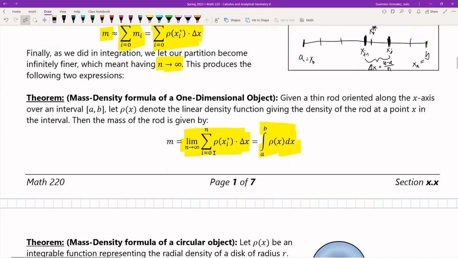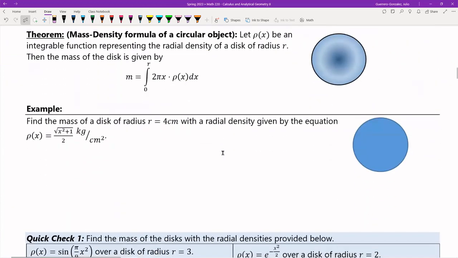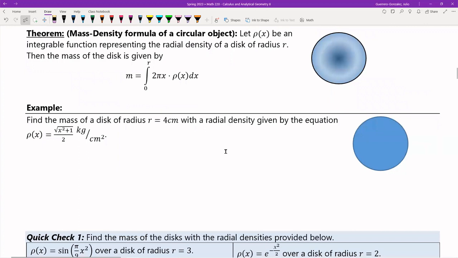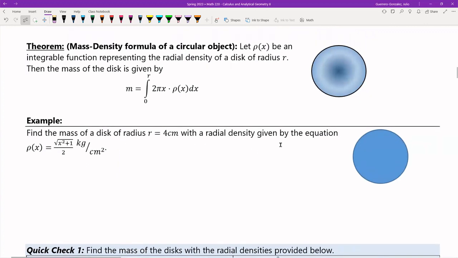A similar argument here is, let's say you had a disk, and it had a specific radial density. So depending on how far out from the middle you went, the density is something different every time. So what do I need? Let me slap down an x and a y. And let's say we wanted to go from here, from 0, to some value r.